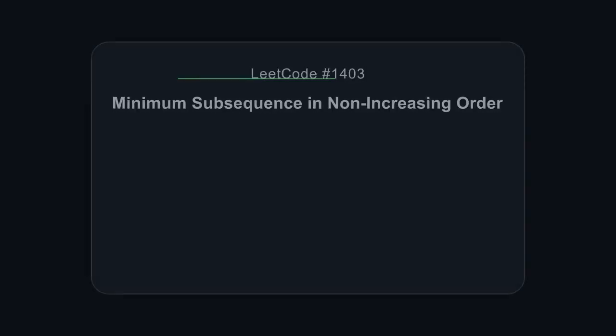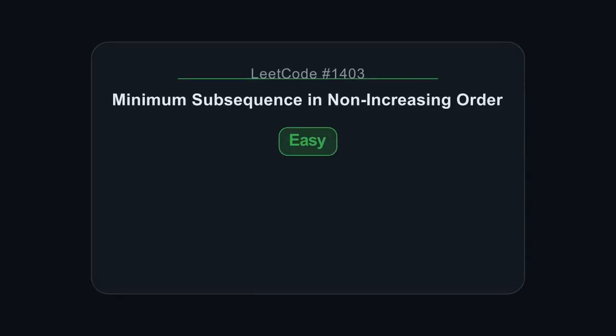Today, we tackle a problem that challenges us to find a specific kind of subsequence. Given an array of numbers, can you identify the smallest possible subsequence whose sum is strictly greater than the sum of all the numbers not included in it?